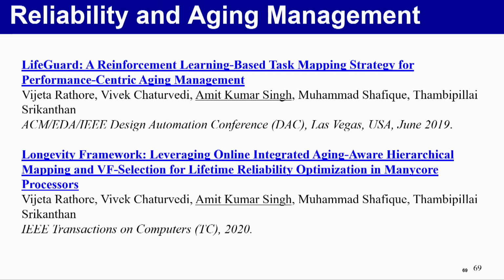Okay, so again, due to time, we are not covering everything, but I also have some work on reliability and aging management, so how to increase the lifetime of electronics. Those things we are already talking about, but there are some more works from the resource management point of view. So when you get time, you can look into those papers.